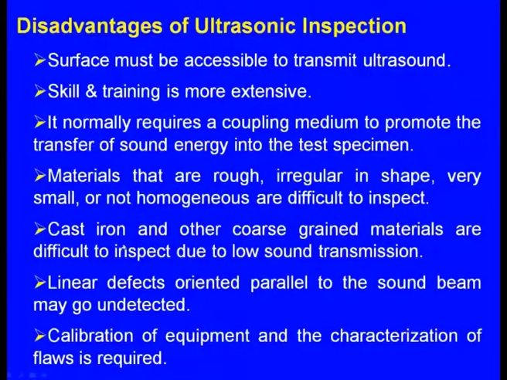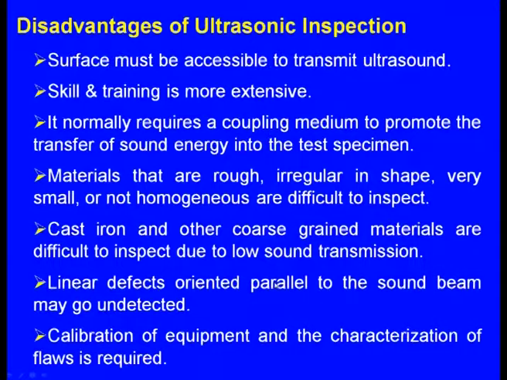Next one, cast iron and other coarse grained materials are difficult to inspect due to low sound transmission. Next one, linear defects oriented parallel to the sound beam may go undetected. Calibration of equipment and the characterization of flaws is required. Initially, the equipment has to be calibrated, otherwise it is very difficult to discriminate or to assess the flaws.